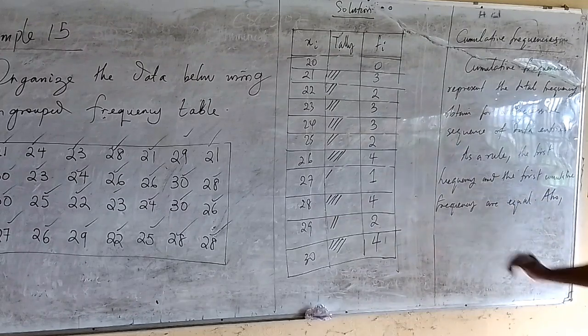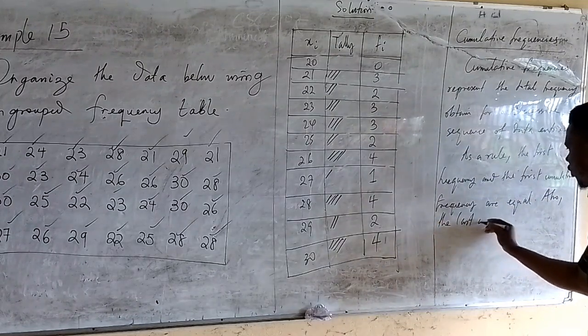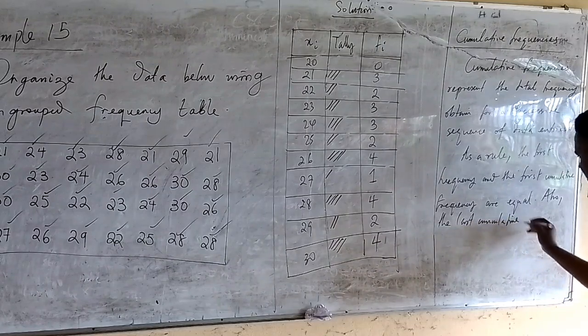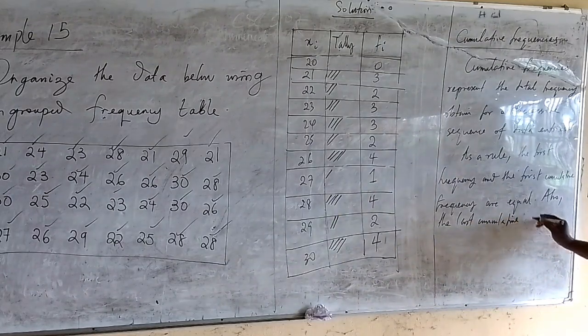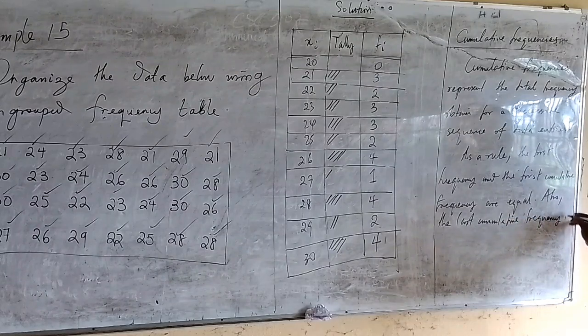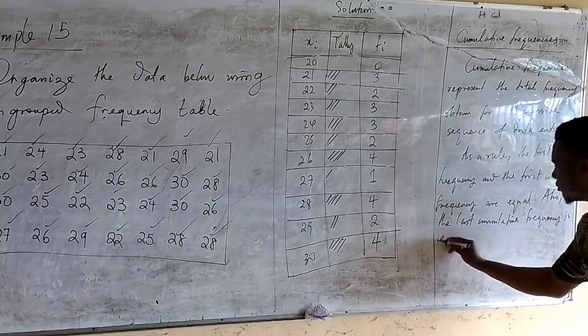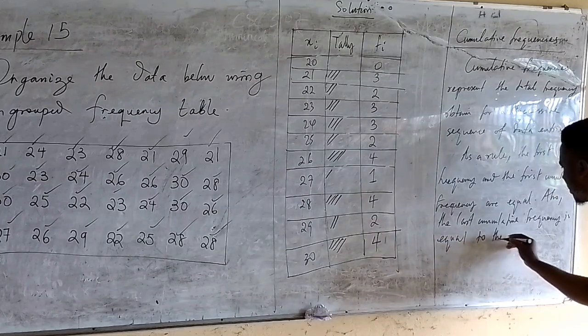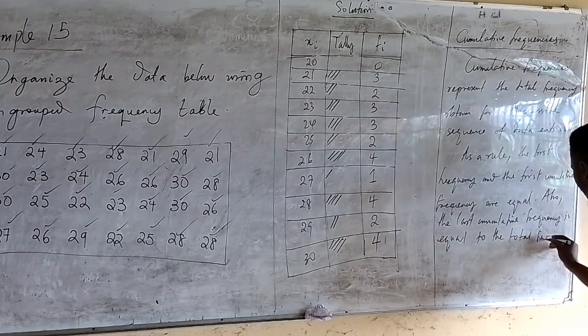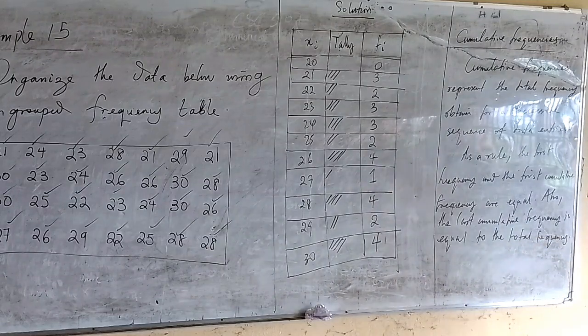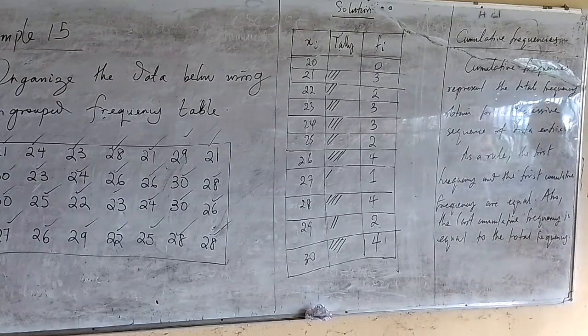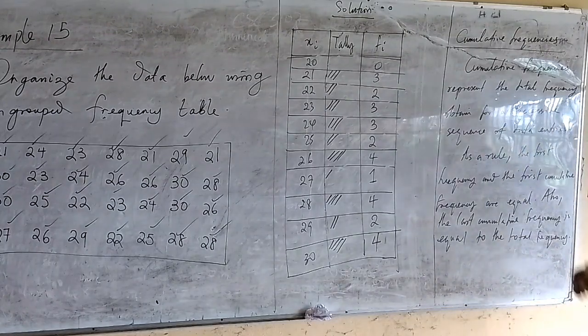Also, the last cumulative frequency is equal to the total frequency. So if you add all the frequencies together, it will give you the total what? It will give you the last cumulative frequency. So I want us to do it together. Now, the last point I want you guys to write down is this.